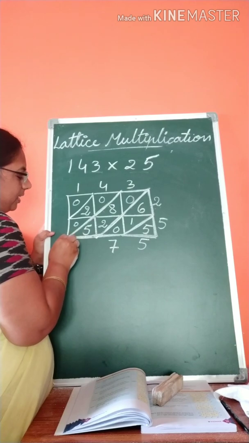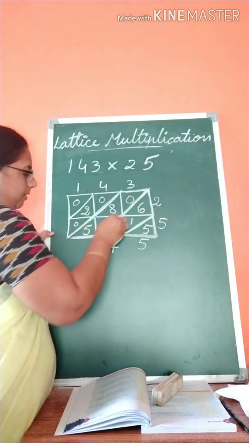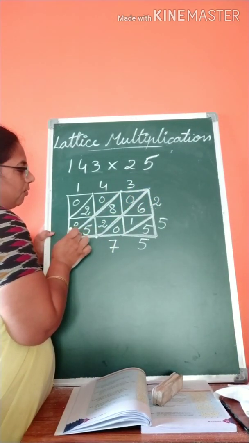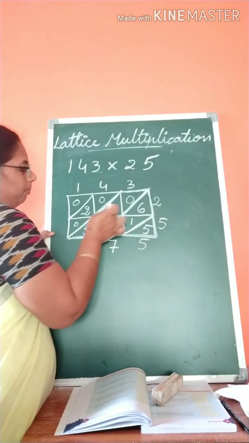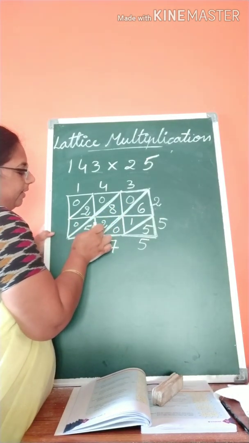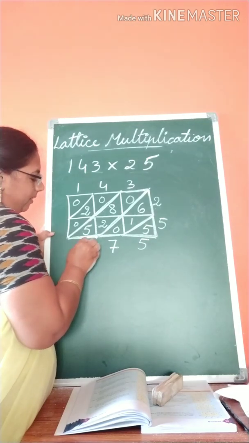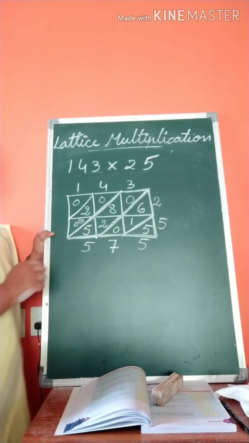Okay, understood the shape, children? See here, from here, this. Now, what are the digits here? 0 plus 8 is 8, plus 2 is 10, plus 5 is 15. So 5, and 1 carries to the next place.